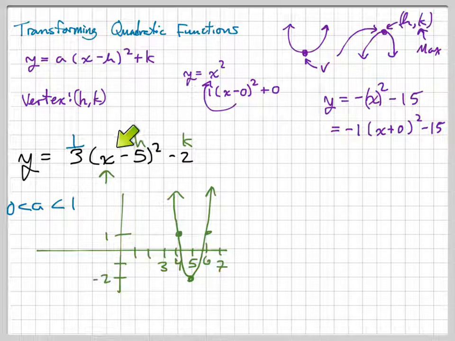If I plug in a 4 right here, that would be 4 minus 5, which is -1. -1 squared would be +1. And then positive 1 times 1/3 would be 1/3. 1/3 minus 2 would be negative 1 2/3, which would actually be right there.